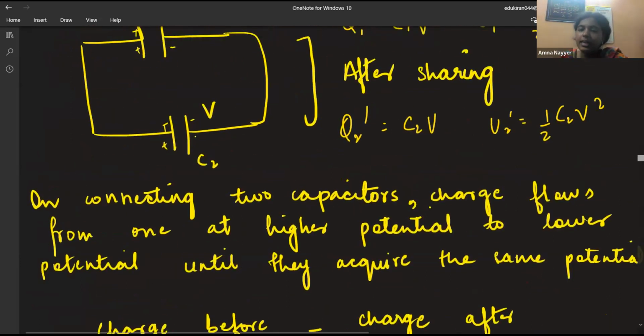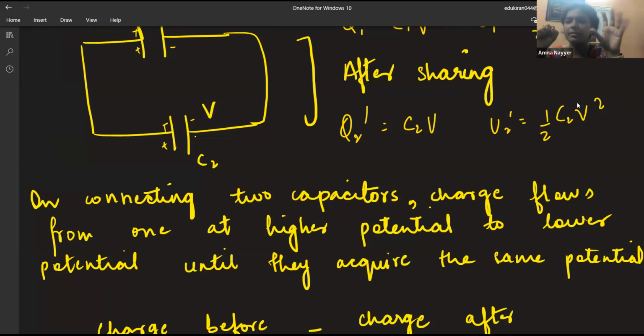So on connecting the capacitors, charge flows from the one at higher potential to lower potential until they acquire the same potential. This is what you have to remember in all of these cases. When two capacitors are connected, charges flow from the higher to the lower till the time they acquire the same potential, until and unless common potential is achieved. Now, one thing will happen. Just tell me, class, one thing.